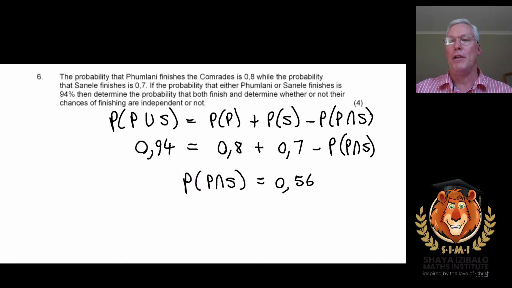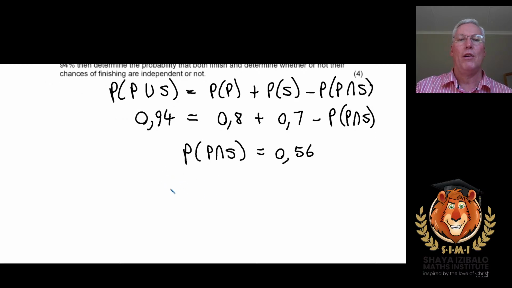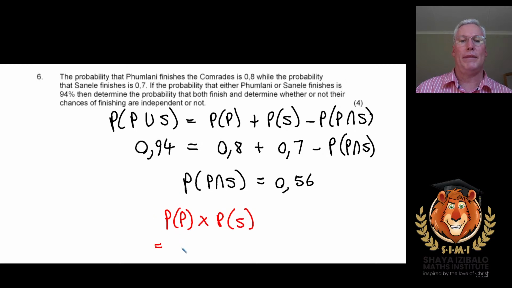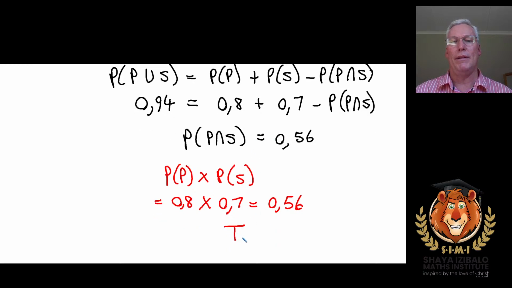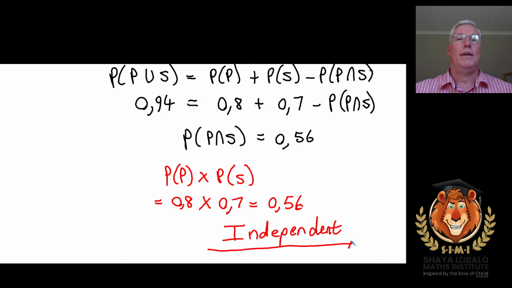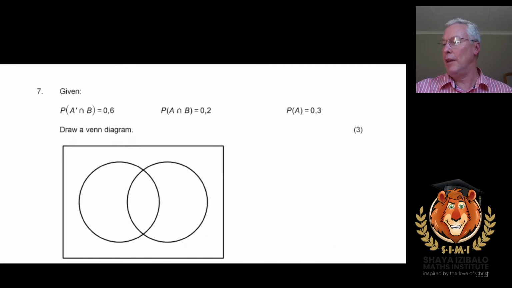Okay, and now I'm going to check this out, because separately here, I'm going to work out what's the probability that Pumlani finishes multiplied by the probability that Sanele finishes. And this is actually 0.8 times 0.7. And 0.8 times 0.7 is 0.56. Because these things are the same, right, their chances of finishing are independent. Okay. Right. Onwards and upwards to question number 7.